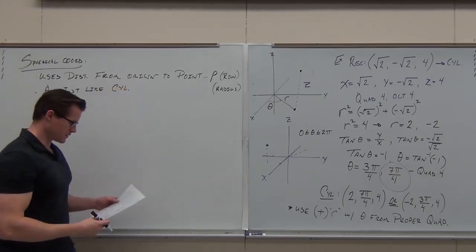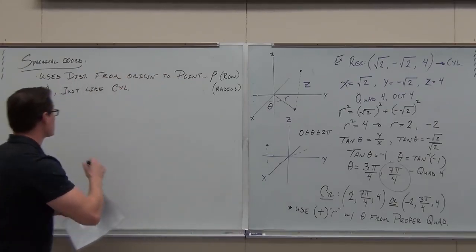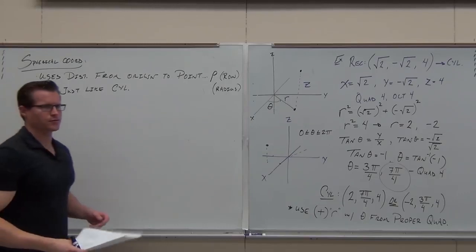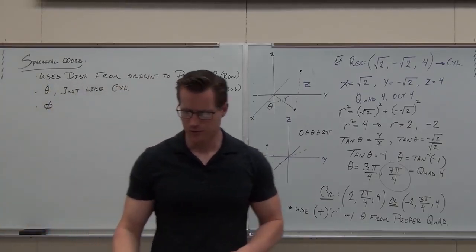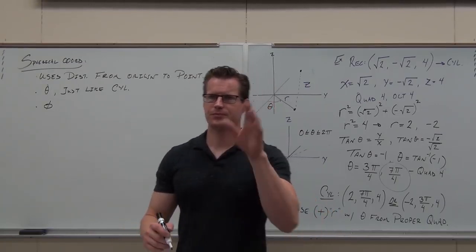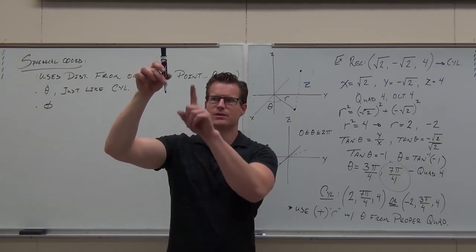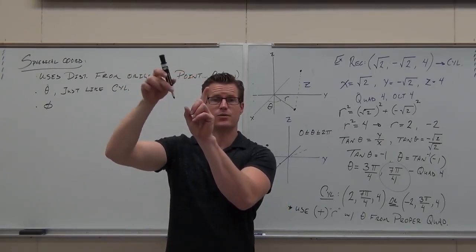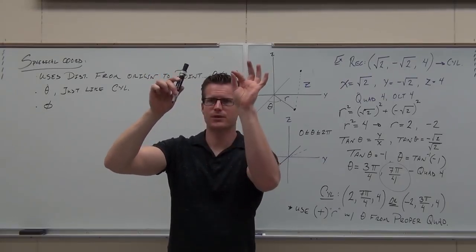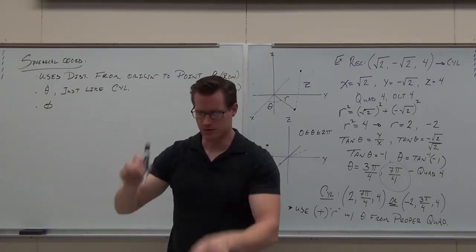It uses theta just like cylindrical, but then it has this other angle, and we call it phi. So this angle phi is from the positive z-axis to where that radius, that rho, is. It's the angle from positive z to where the segment that would connect the origin to the point, rho, actually is.